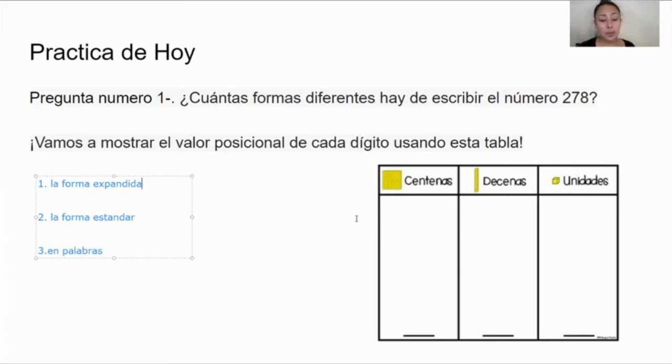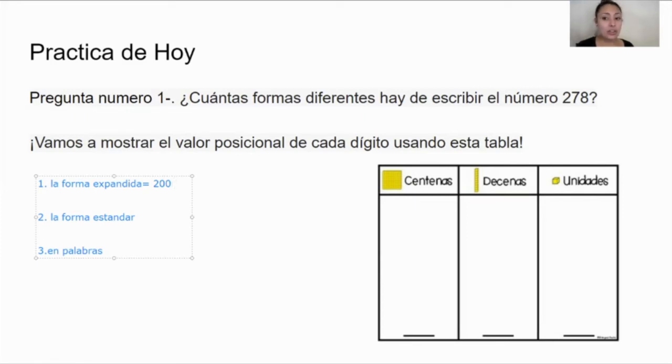Empezando con número 1, vamos a escribirlo en la forma expandida o desarrollada. Recuérdense que eso es cuando estás rompiendo el número en sus partes para mostrar la posición de cada número. Empezando con el valor más grande. Mirando este número, yo sé que el valor más grande tiene que ser 200, porque es el número más a la izquierda del número. Entonces aquí pongo 200.